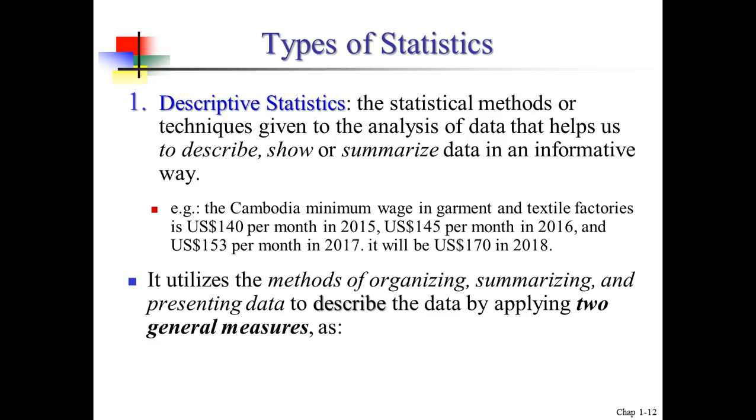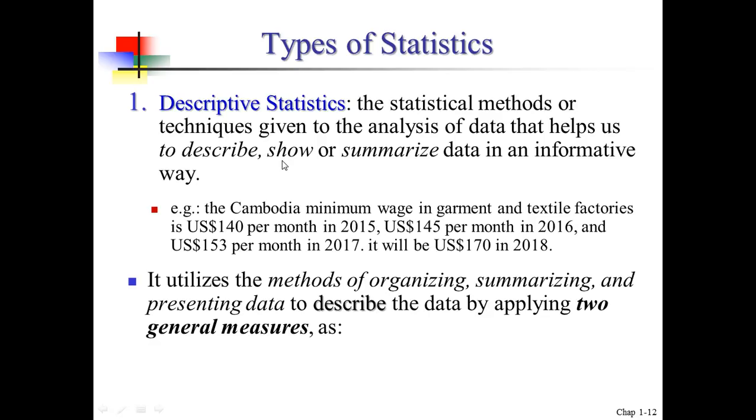For example, here, Cambodia's minimum wage in garment and textile factories was 140 in 2015, was 145 in 2016, was 153 in 2017, and this is based on previous, was 170 in 2018. So this is about descriptive statistics. Based on these numbers, I can describe the money income for any worker who works in a garment factory. Okay, so descriptive statistics utilize the methods of organizing, summarizing, and presenting the data to describe the data by applying two general measures.